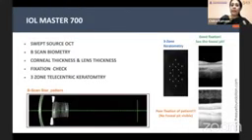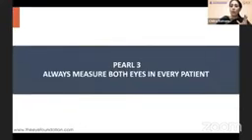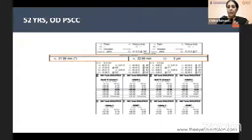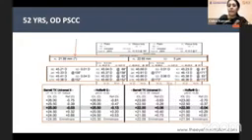When you're looking at the IOL Master 700, besides a swept-source OCT, it has a B-scan biometry, wherein with the help of both, it measures the corneal thickness, the lens thickness, and the fixation check. And what is most important is to always measure both eyes in every patient, because herein you may find a difference in the axial length, and you realize that the IOL power calculation values are different in different formulae.